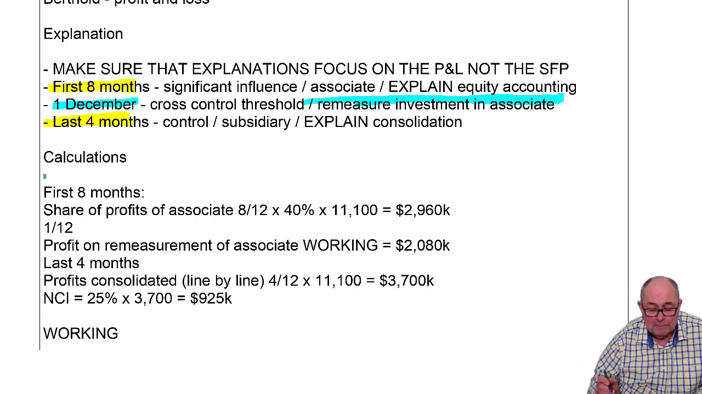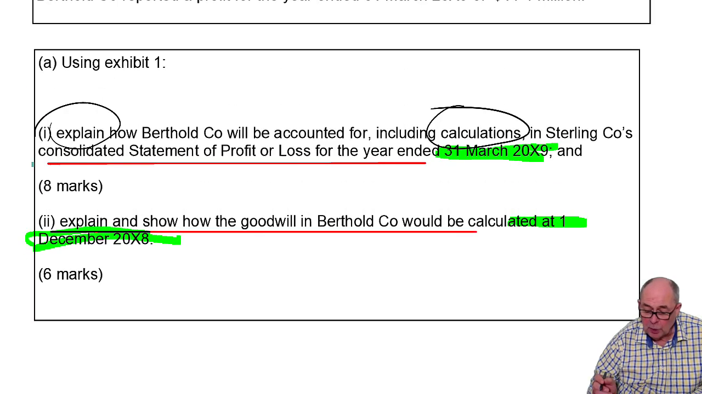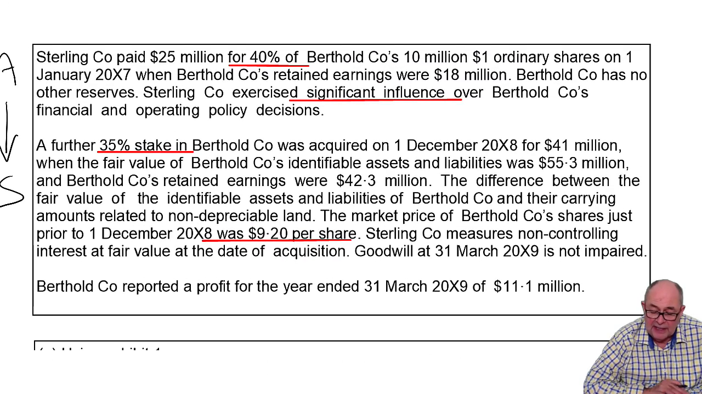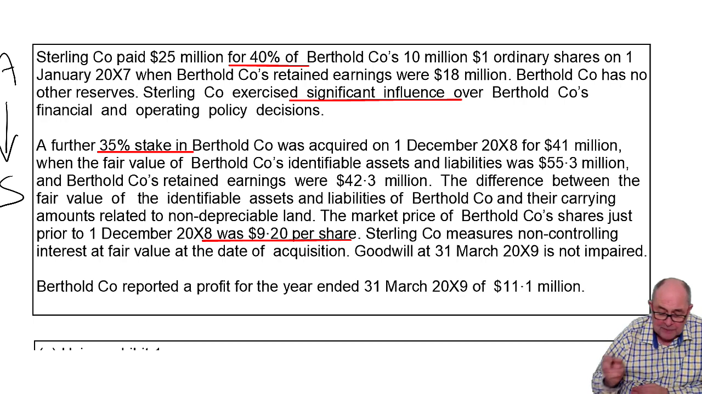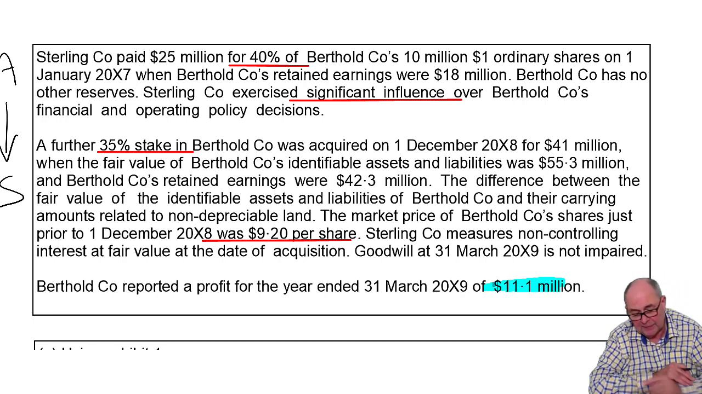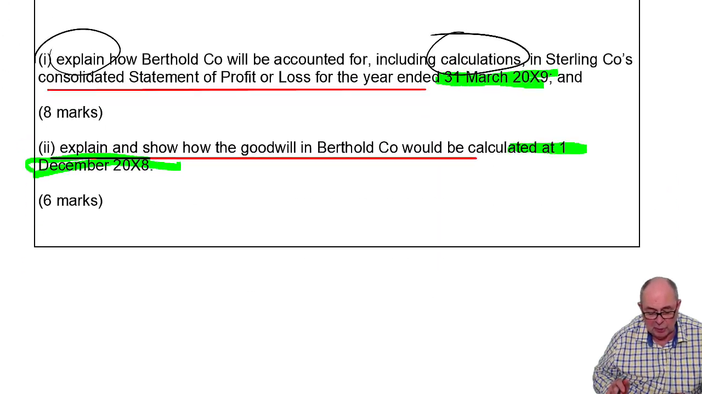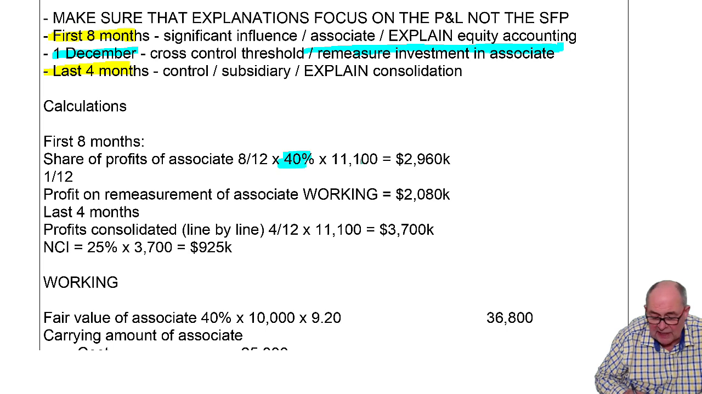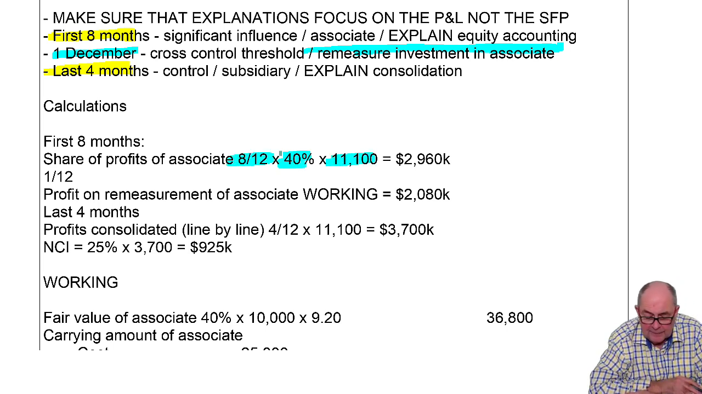Calculation-wise, pretty straightforward. We know that the change takes place 1st of December. That's 8 months into the year, isn't it? So for 8 months of the year, it's an associate. While it's an associate, we're told that the profit for the year was 11.1. So here I am as an associate. There we are. 40%, 11.1, 8 months.